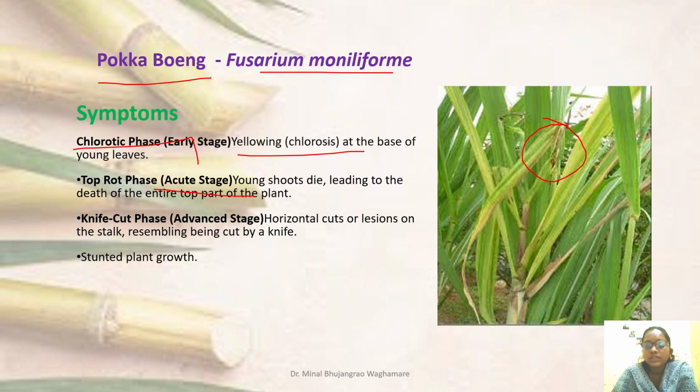After that, we see some advanced stages. In advanced stages, we can find lesions or horizontal cuts on the stalk. Here we can see horizontal stalk cuts and lesions on the stalk. It appears as if someone has made cuts with a knife. That is the knife cut phase, one of the advanced or later stages of Fusarium moniliforme infection, and it leads to stunted growth of the plant and yield losses. In this disease, the quality of the sugar juice is damaged due to infection by this pathogen.